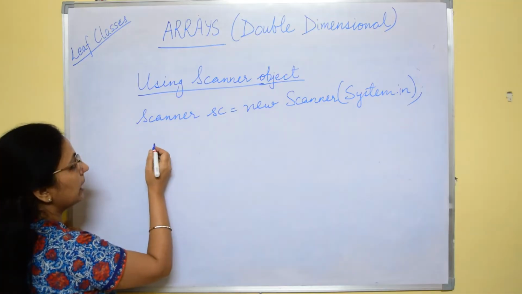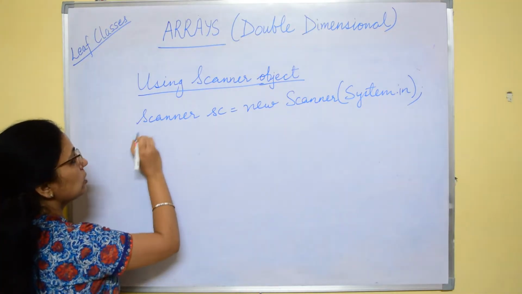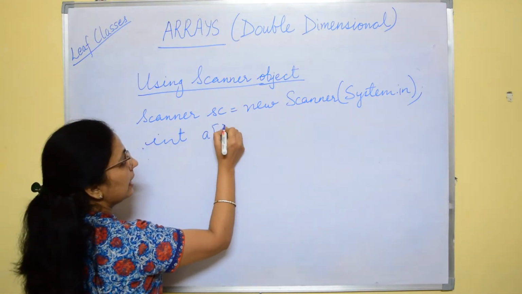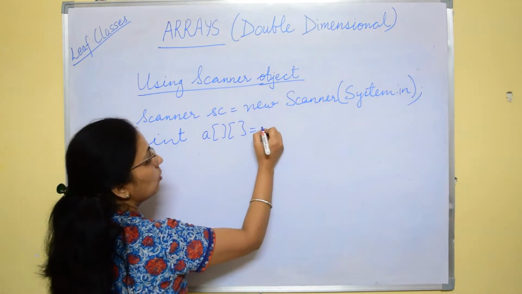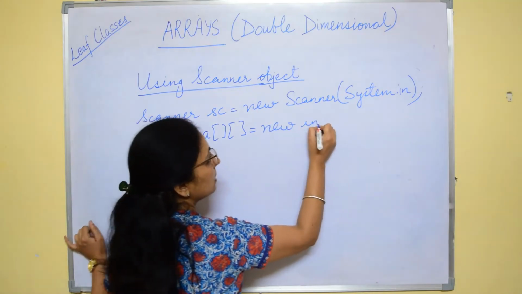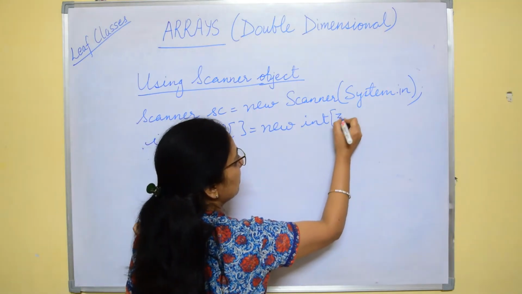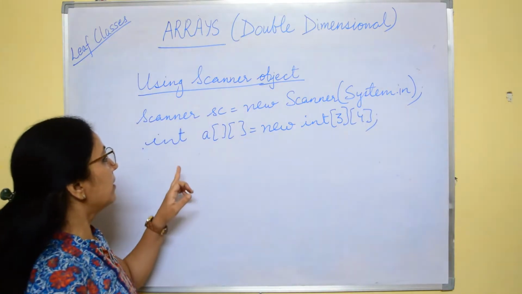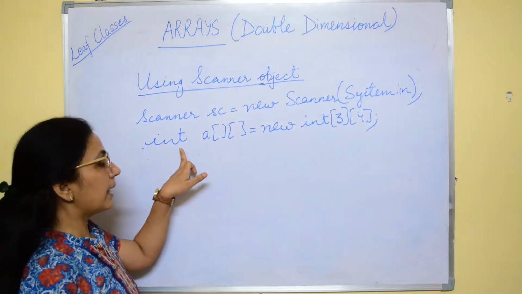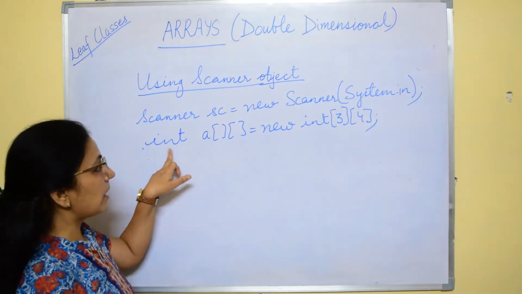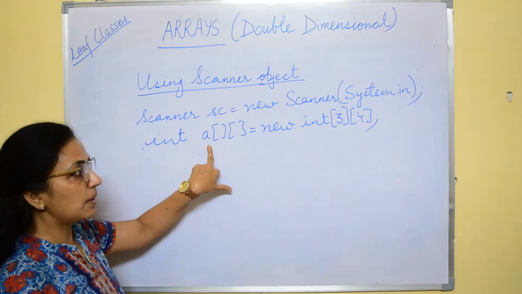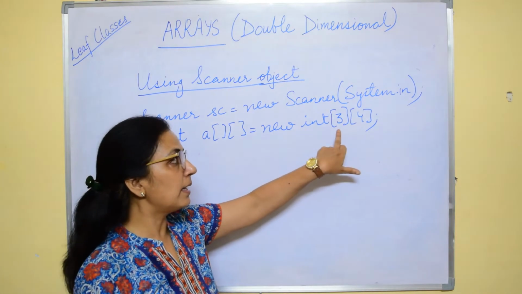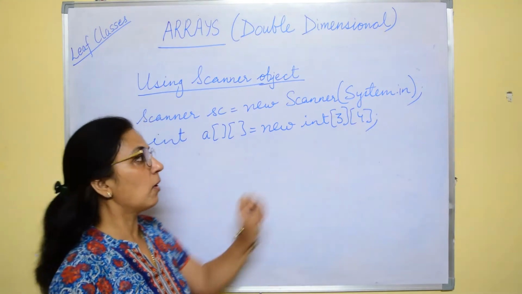This name can be any name, and then first you have to declare the array with its size. Say int array A equals to new int and the size. Suppose the size is 3 by 4, 3 rows and 4 columns. Then we'll write the declaration statement like this: data type, double subscripted variable name equals to new data type, and the number of rows and the number of columns.